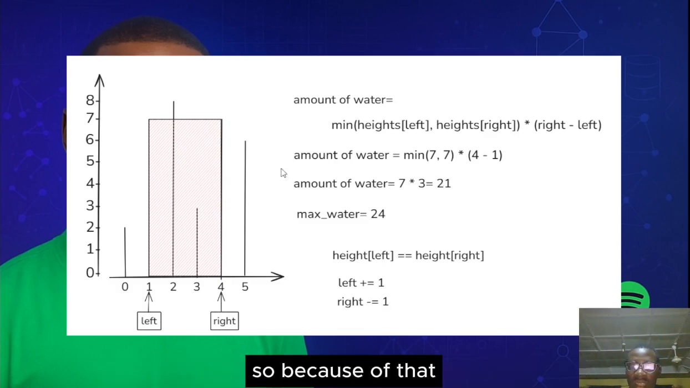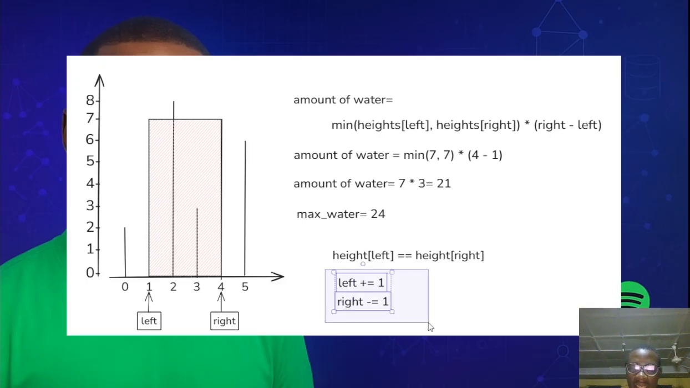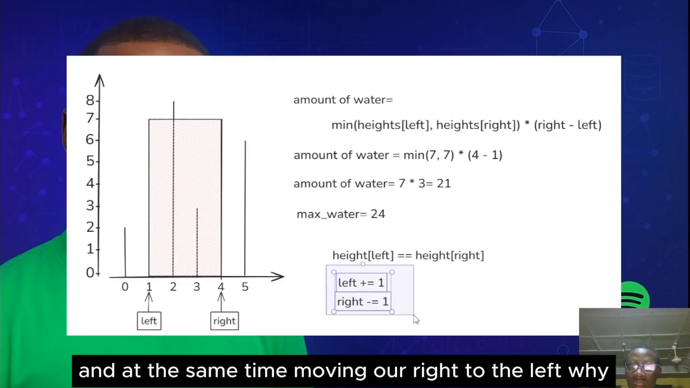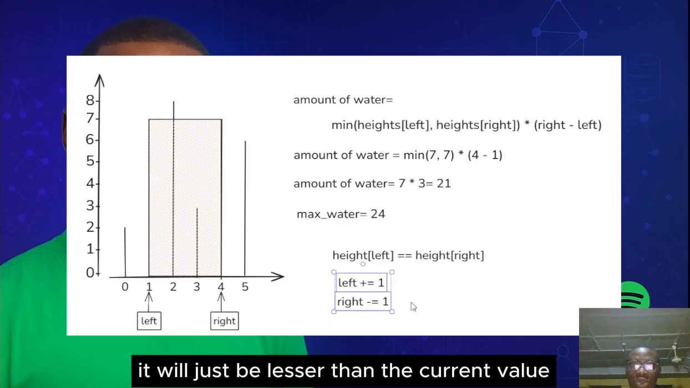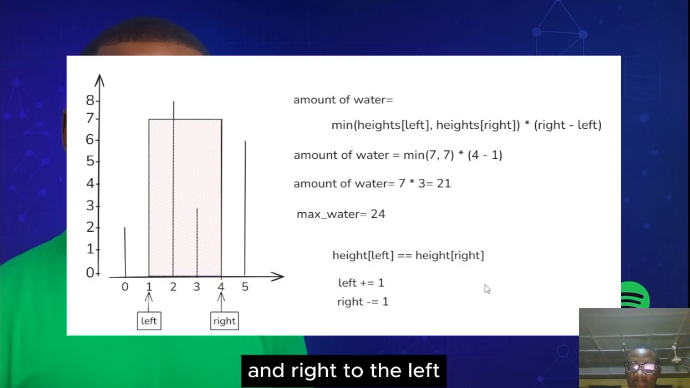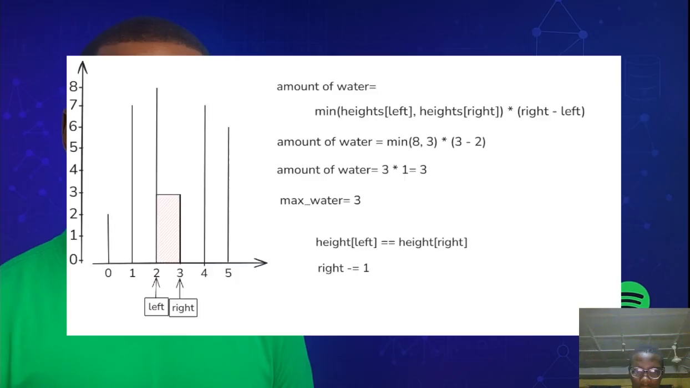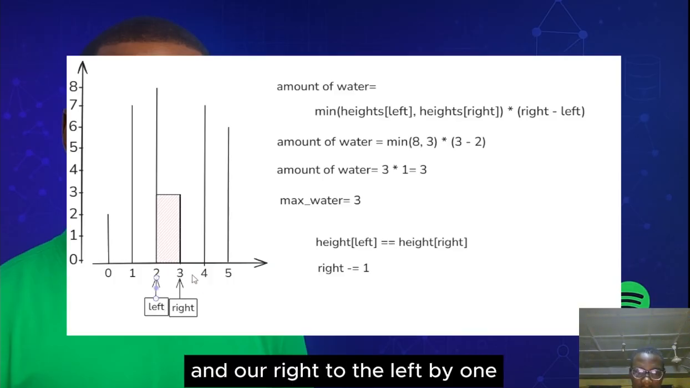Because of that, we are going to be moving our left to the right, and at the same time moving our right to the left. Why? Because if we move just one of them, it won't make any sense. It will just be lesser than the current value. So to be more efficient, we move both left to the right and right to the left. Now we shifted our left to the right by 1 and our right to the left by 1, and now we are at this point.